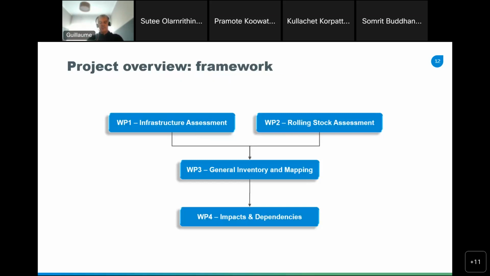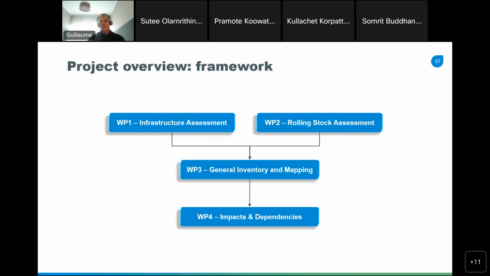First, I would like to bring some framework. The project is divided into work packages. Maybe you are familiar with this split. We have 4 packages. Work package 1, WP1, is the assessment of the infrastructure domain. Work package 2, which is conducted in parallel with work package 1, is dedicated to the rolling stock assessment. Here we have all the railway undertakings as part of these work packages.